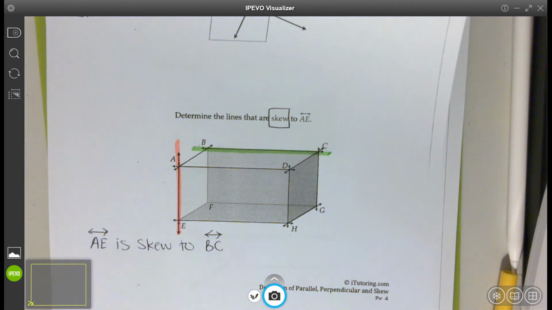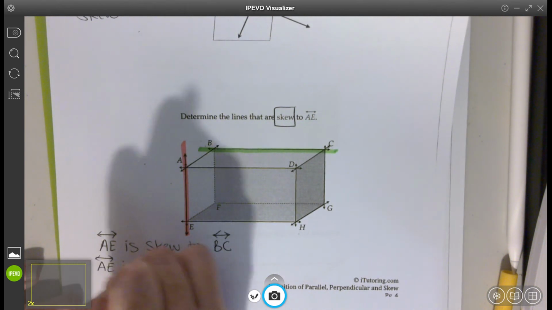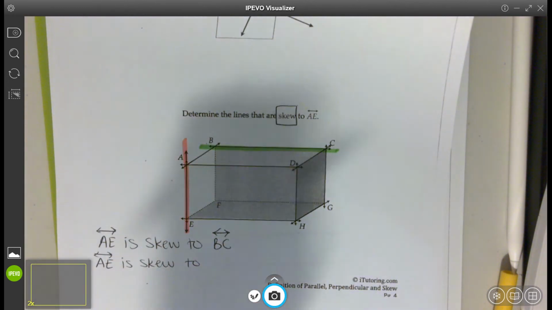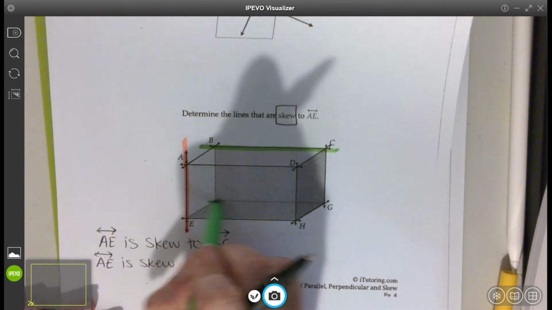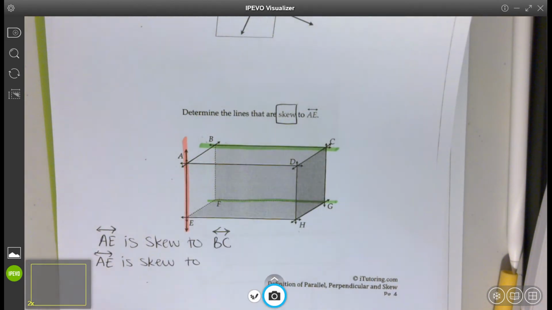So you can see they're going in different directions. One's going up and down, one is going left and right, but they're not on the same plane whatsoever. They will never touch if I extend them. So my next example would be AE is skew to FG. So this pink line and this green line, same thing. They do not touch. One's going up and down, one's going left and right. They're on two different planes. They are skew to one another.